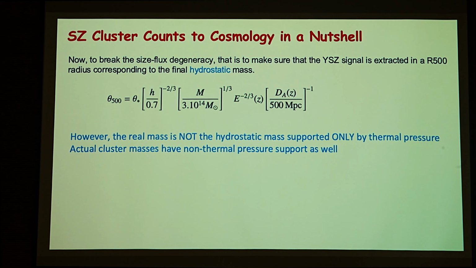Typically, what people used before: this M, for example, over here, remember, is not the real mass. It is the hydrostatic mass supported only by thermal pressure. Now the cluster masses have non-thermal pressure, which people have talked about before. There was a very interesting talk by Naomi, the first talk today. And so this mass must be converted to the real mass of the cluster, which should incorporate the non-thermal pressure.